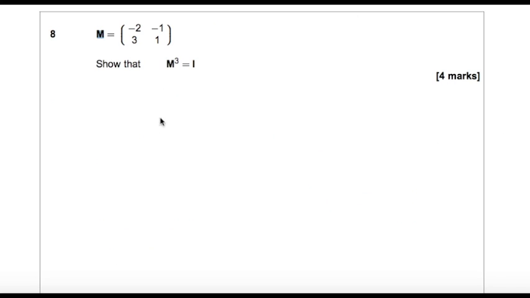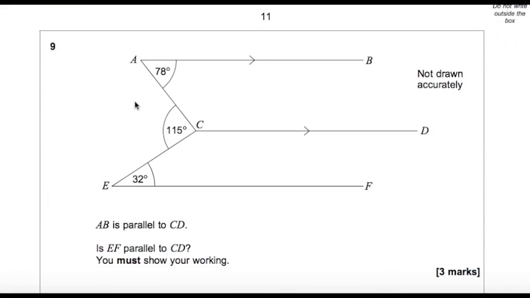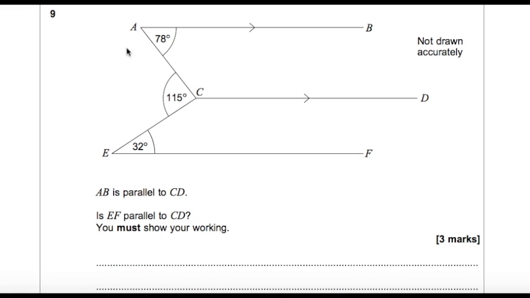Right, question 9. AB is parallel to CD. Is EF parallel to CD? AB is parallel, so we know this top line is parallel with the middle line. They're asking us, is the bottom line parallel with this line? So we don't know if it is or not.